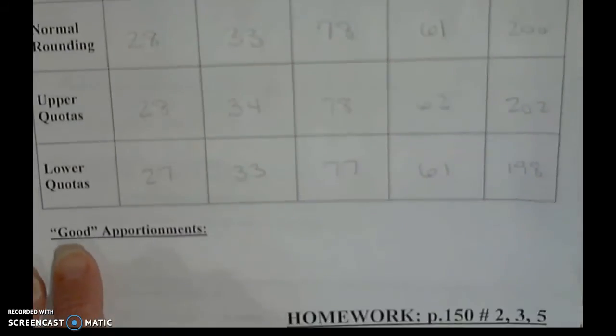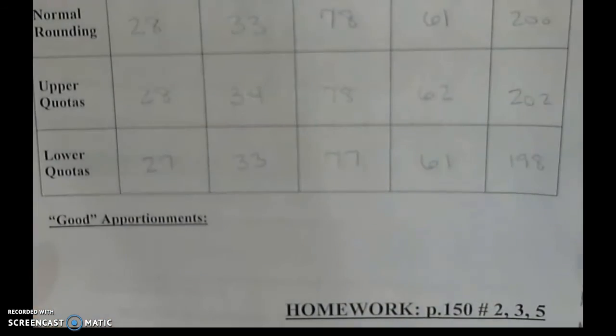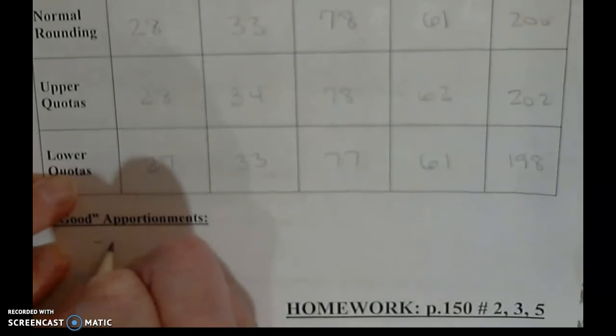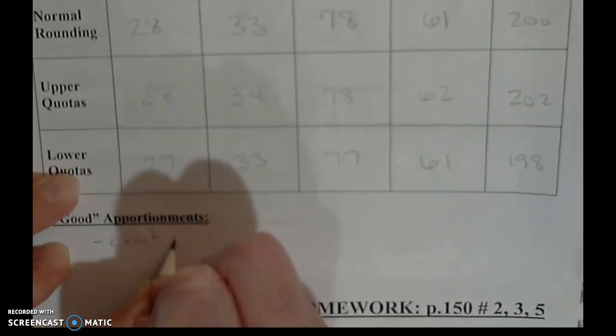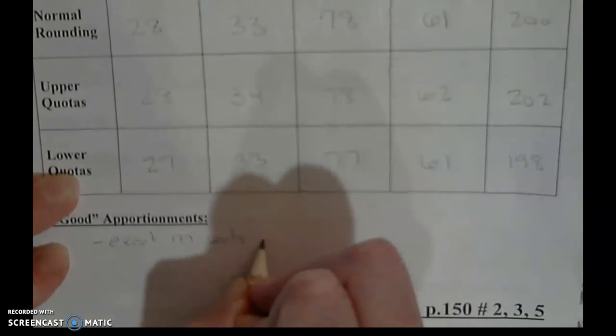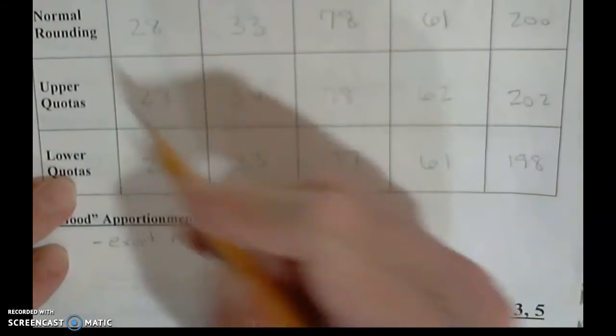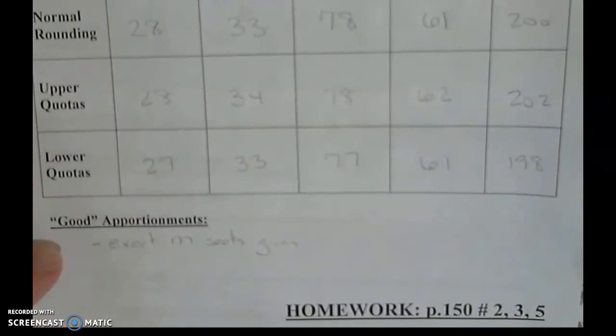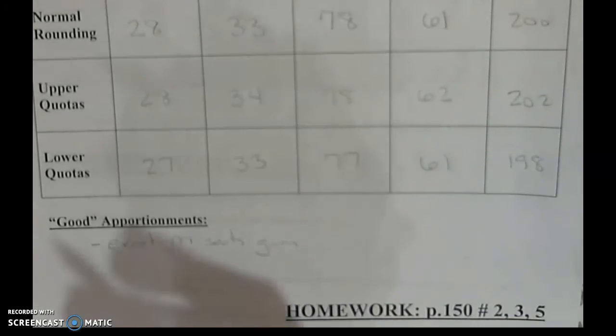So the last thing down here would be then, what is what we consider to be a good apportionment? And so a good apportionment is going to be something that produces a valid apportionment, exactly M seats given. Okay? So you want exactly M seats given. So like on this example that we just did, we had 200 seats that we were giving away. So a good apportionment would be that exactly 200 seats were given away.